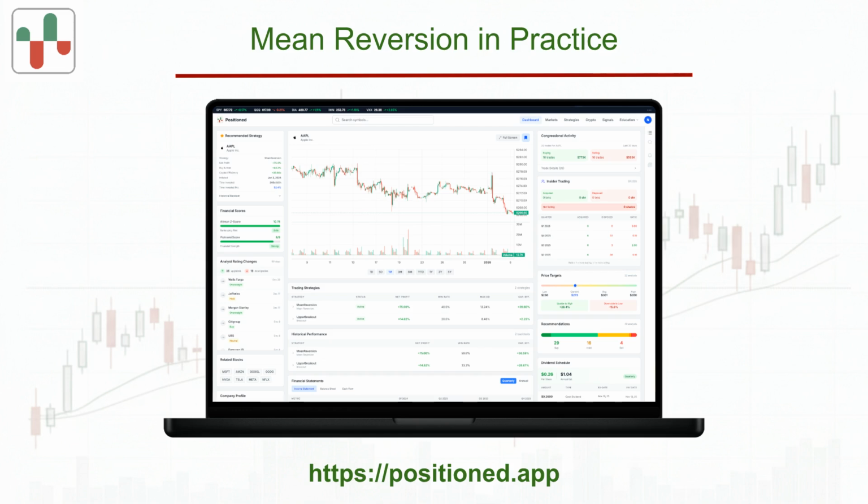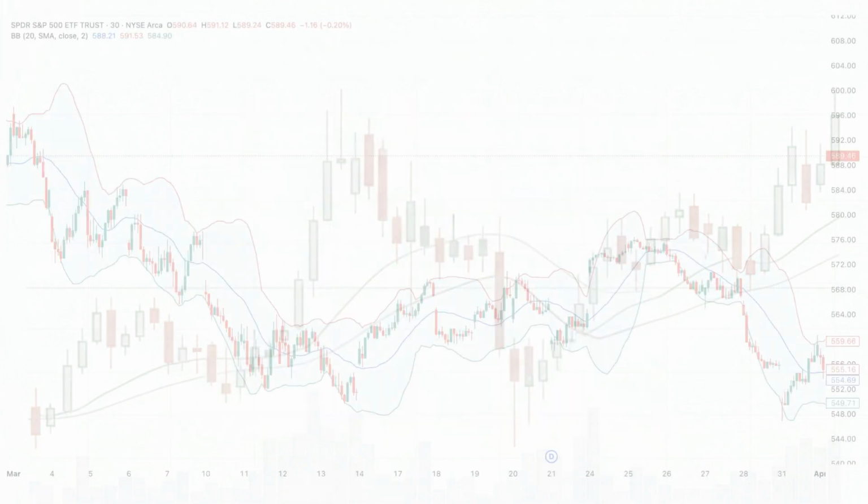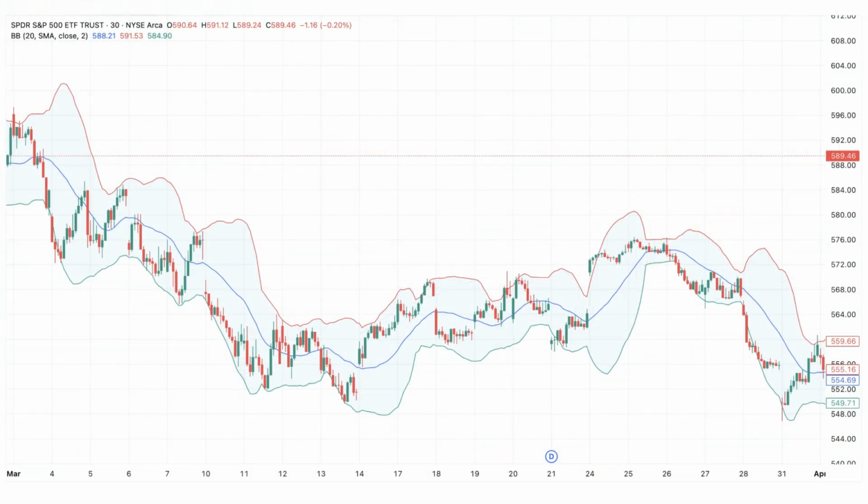In our previous video, we explored the core principles of mean reversion, how prices stretch away from their average and tend to snap back over time. Today, we're applying that exact framework to SPY from March 3rd to March 31st, 2025, using Bollinger Bands, 20-period SMA with two standard deviations, walking through where price stretched, where probability shifted, and how disciplined traders could have managed risk within a structured mean reversion approach. This is where theory meets execution.